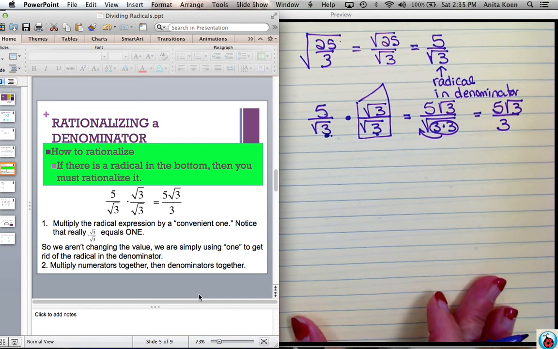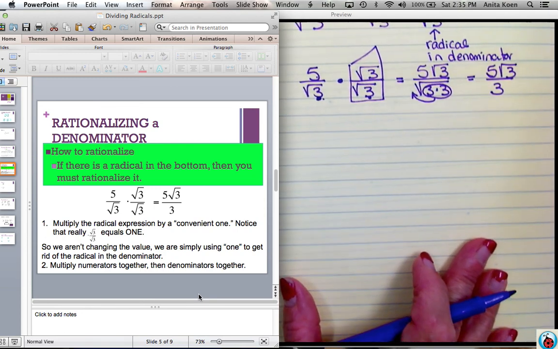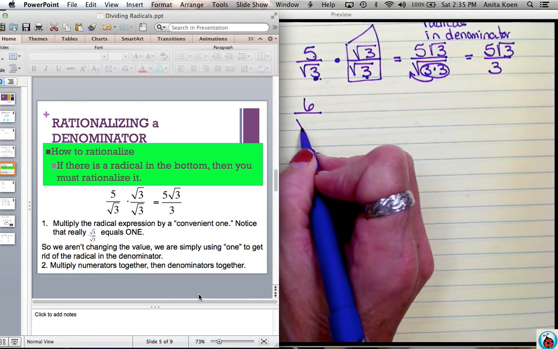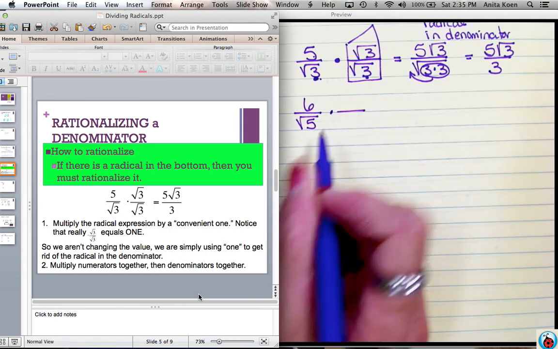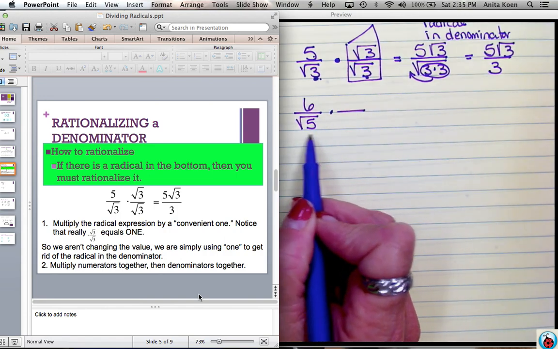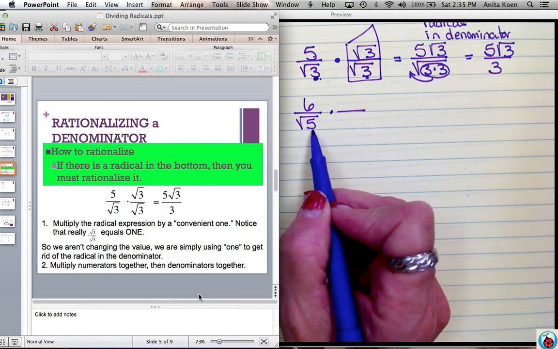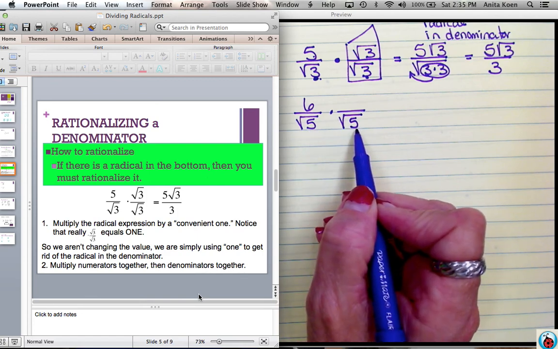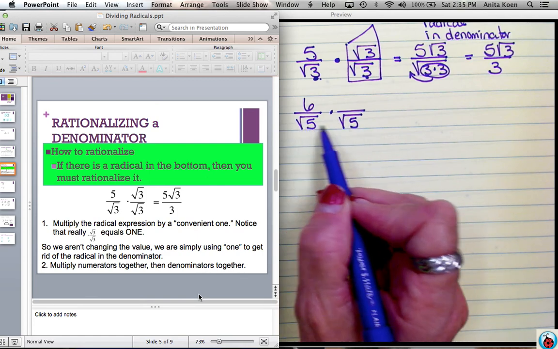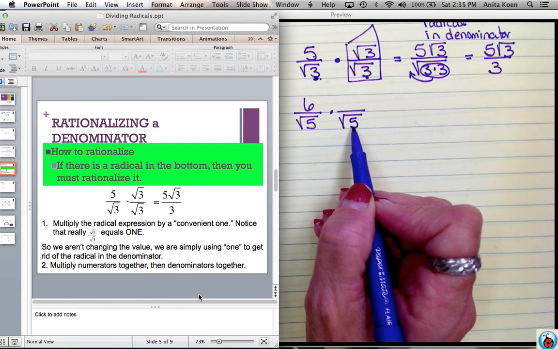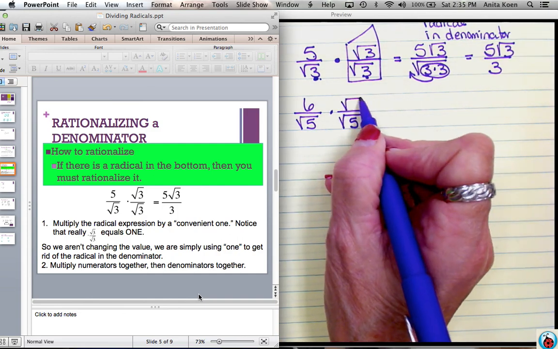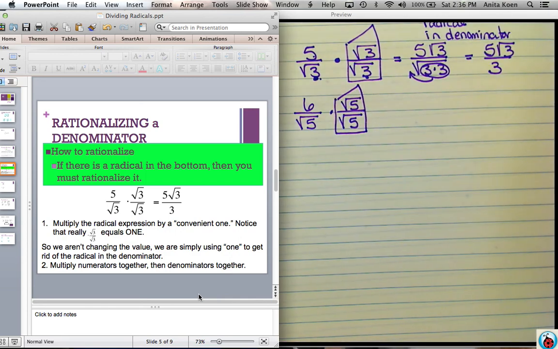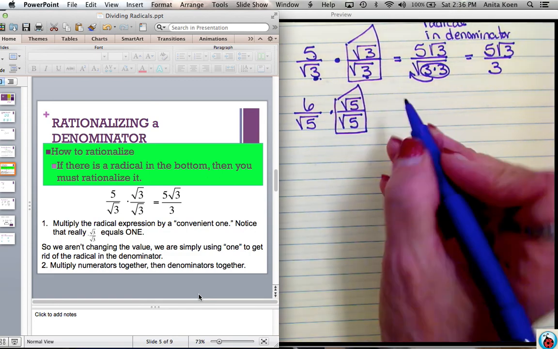All right, let's try one more of those so that you can see what we need to do. If I had 6 divided by the square root of 5, I need to get rid of this square root in the denominator. There's only one 5 down here. It needs a partner so that it can come out of the house. So I'm going to put another square root of 5 down here. But if I put one more square root of 5 in the bottom, I also have to put one in the top, because I have to be multiplying by something that equals 1. And the square root of 5 divided by itself is equal to 1.